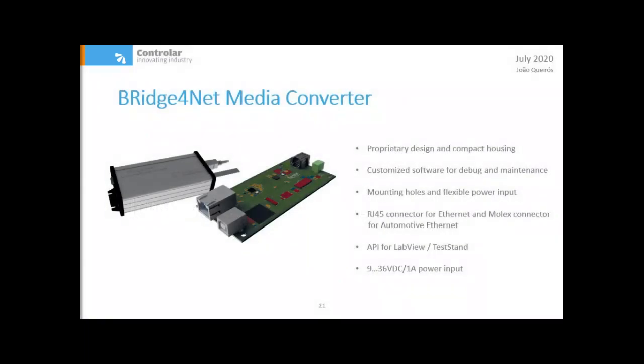First, our Bridge4Net 100 megabit media converter. It has a standard RJ45 for Ethernet connection and a low-cost automotive Molex connector for the Automotive Ethernet differential pair. It features a USB port for PHY configuration and debug. Information such as connectivity status or signal-to-noise ratio can be obtained from the PHYs. Also, master and slave configuration of the Automotive Ethernet is automatic upon power-up and can be manually configured using this USB interface. Custom firmwares can be developed if any specific configuration must be made statically.